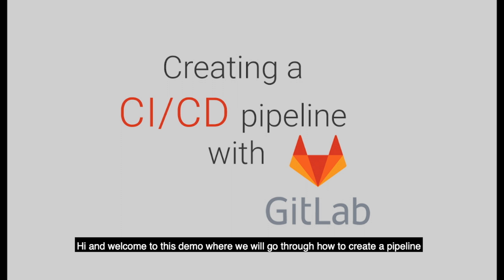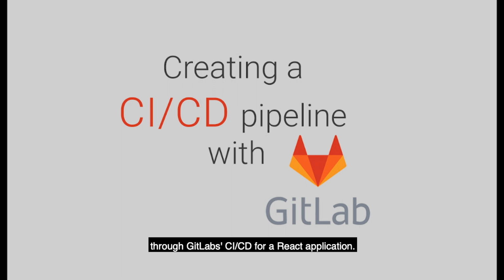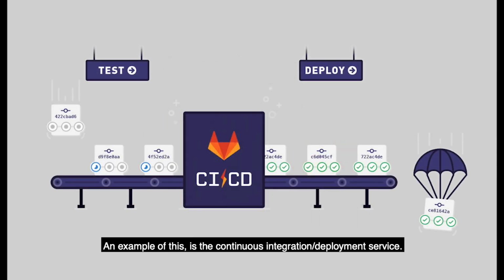Hi and welcome to this demo where we will go through how to create a pipeline through GitLab's CI/CD for a React application. GitLab is doing a fantastic job of offering your DevOps team great tools for more efficient workflows. An example of this is the continuous integration and continuous deployment service. This enables developers to integrate code into a shared repository frequently, after which automatic builds, tests, and deployments are made.